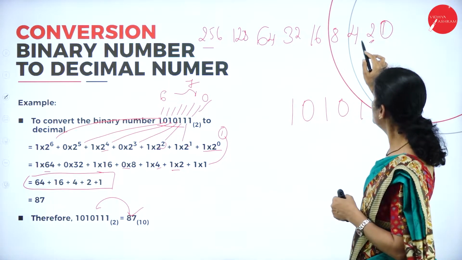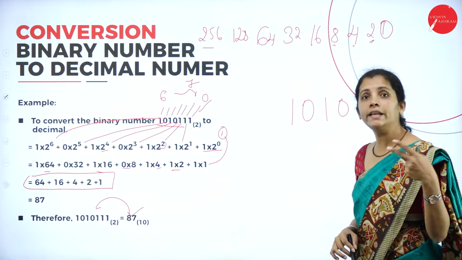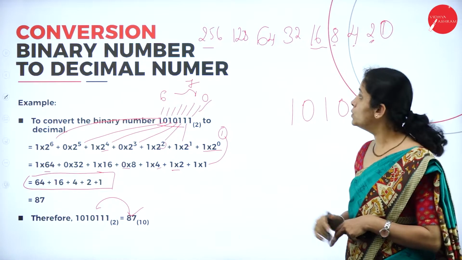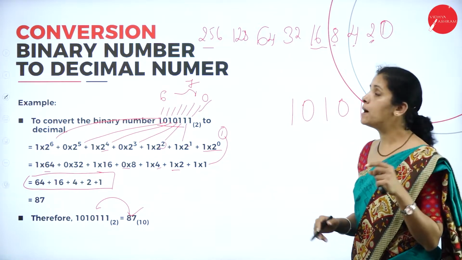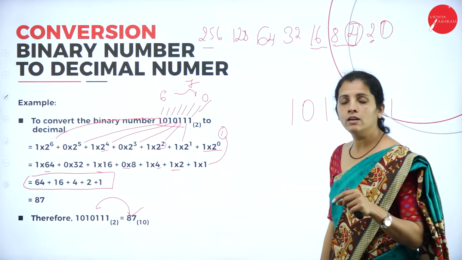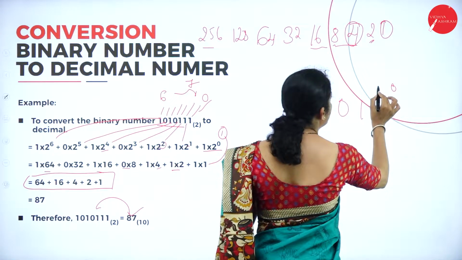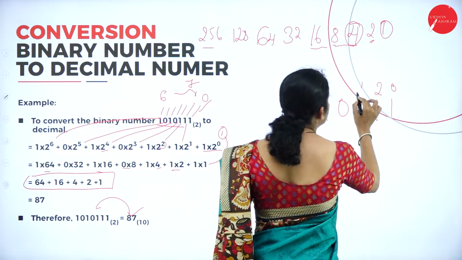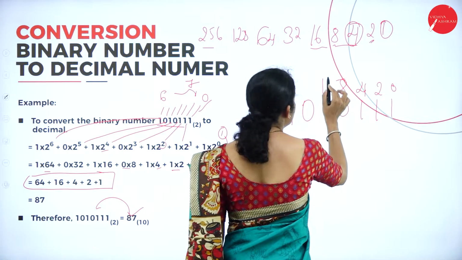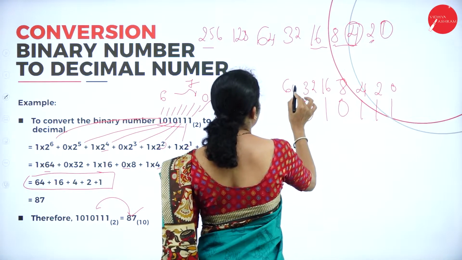So 2 into 2 is 4. 4 into 2 is 8. 8 into 2 is 16. And 16 into 2 is 32. 32 into 2 is 64. So each time I want to multiply the position by 2, and the same thing I have to write here. So it is the 0th position, and for the first position it's 2, second position 4, third position 8, fourth position 16, fifth position 32, sixth position 64.